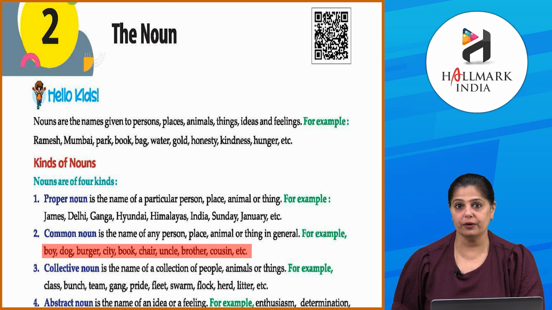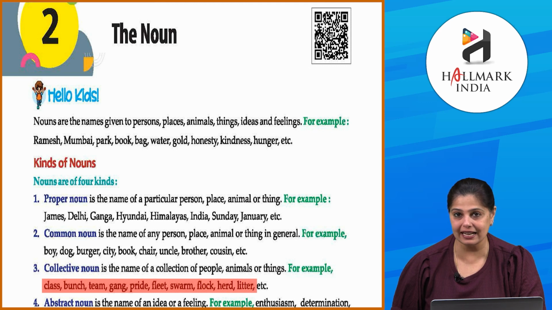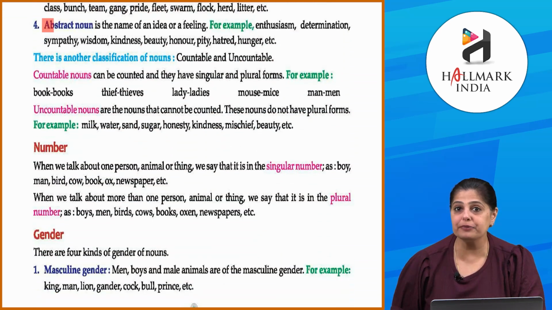Okay, collective noun. Collective noun is the noun which is the name of a group. Okay, so collective noun is the name of a collection, or a group of people, animals or things. Clear? For example, class, bunch, team, gang, pride, fleet, swarm, flock, herd, litter, etc. So these are the names of a particular group. जैसे team of players. Clear? Pride of lions.